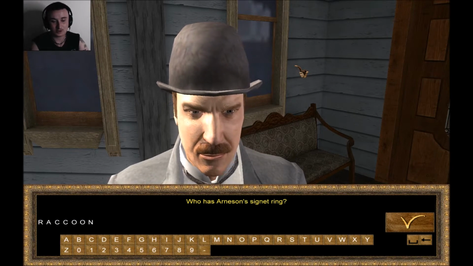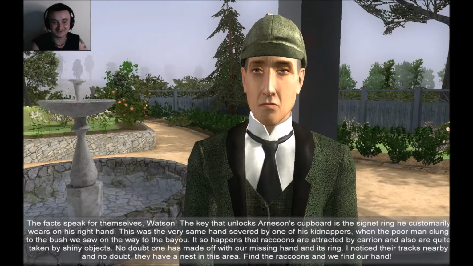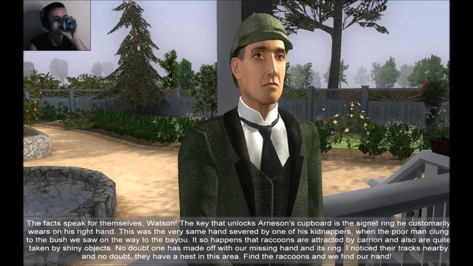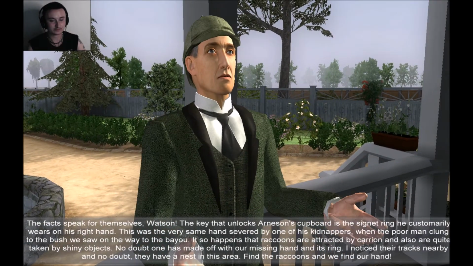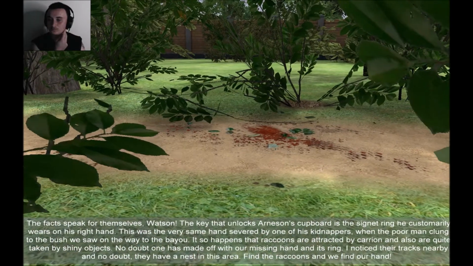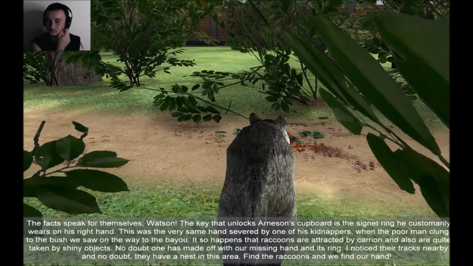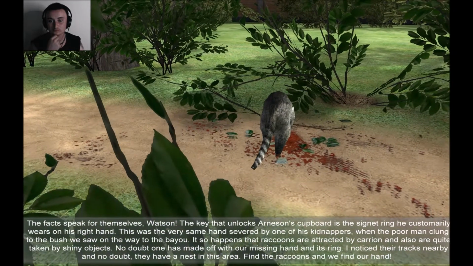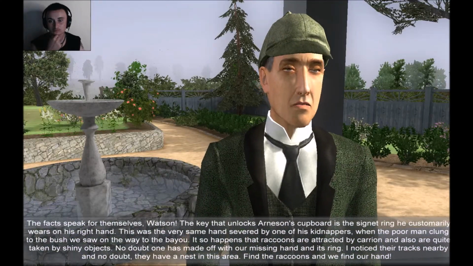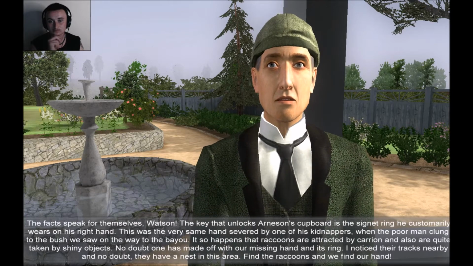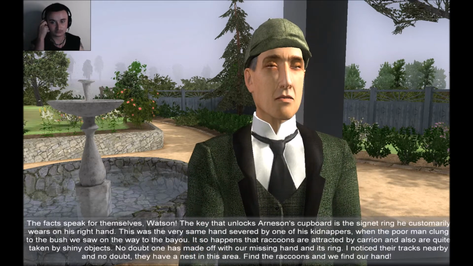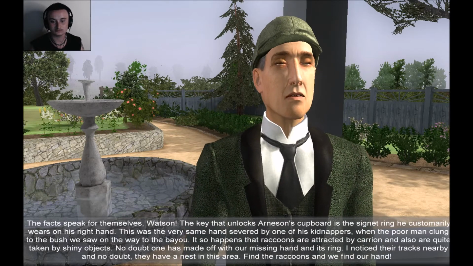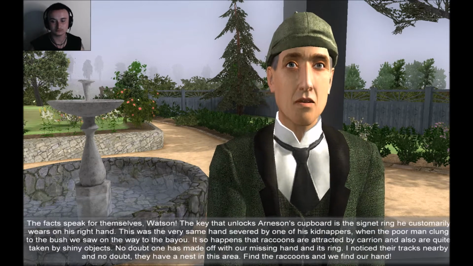The raccoon! The facts speak for themselves, Watson. The key that unlocks Arneson's cupboard is the signet ring he customarily wears on his right hand. It was severed by one of his kidnappers when the poor man clung to the bush we saw on the way to the bayou. It so happens that raccoons are attracted by carrion and also are quite taken by shiny objects. No doubt one has made off with our missing hand and its ring. I noticed their tracks nearby, and no doubt they have a nest in this area. Find the raccoons and we find our hand.